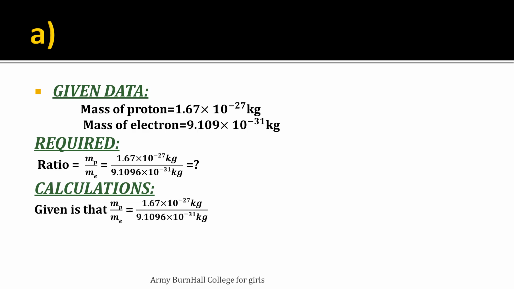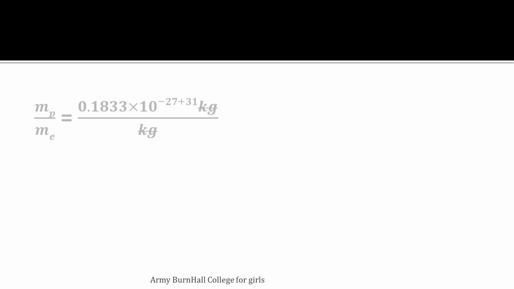We will start the calculations. Given is that this ratio is given. So, what we will do? We will divide these two values, 1.67 by 9.109. Power of 10, bases are same, so powers will be subtracted, and minus 31 will become plus 31 when it moves to the numerator.